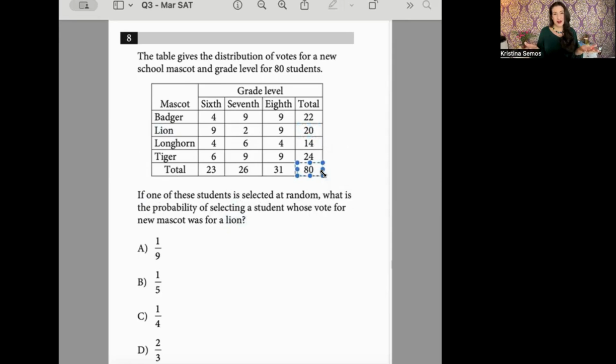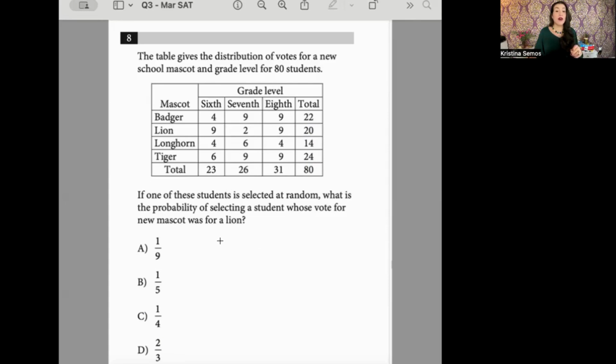Now, they're not going to give me that in the answer choices. I'm going to have to simplify. So 20 over 80, very easily, that is 1/4. So let's look for it. Bingo. There we go. Now, quick tip. They might not ask something so straightforward.